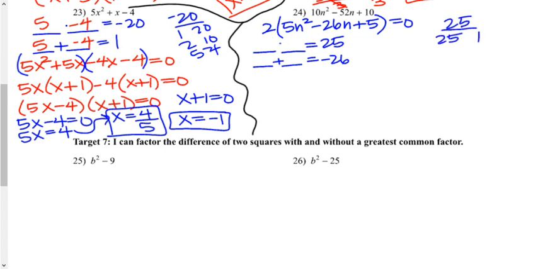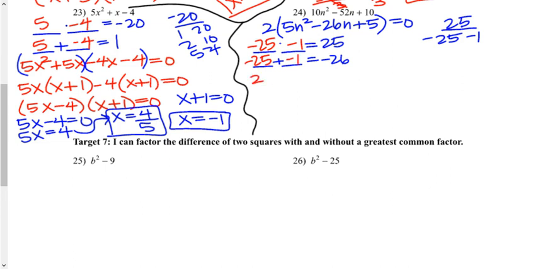I'm not even going to go any further here. 25 plus 1 will give me 26. Since I have to have a positive 25 when I multiply, I can make both of these negative. Negative 25 times negative 1 does give me positive 25. And then when I add them together, I get negative 26. So negative 25 and negative 1 will give me my answer.